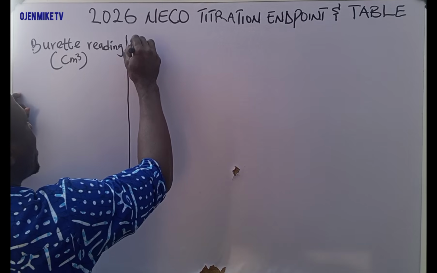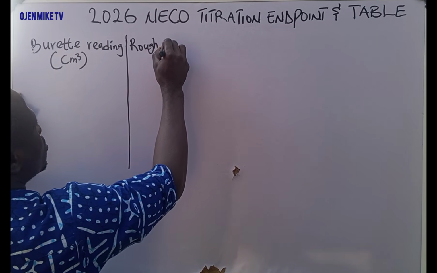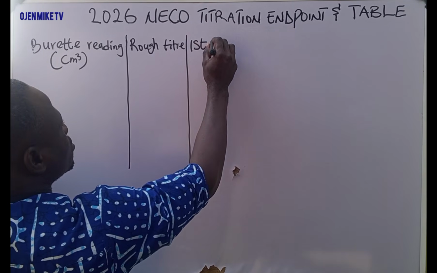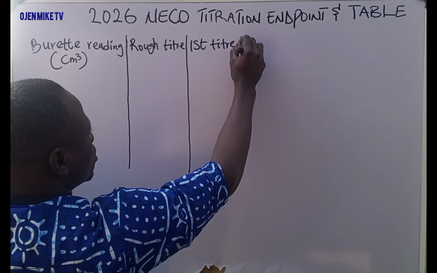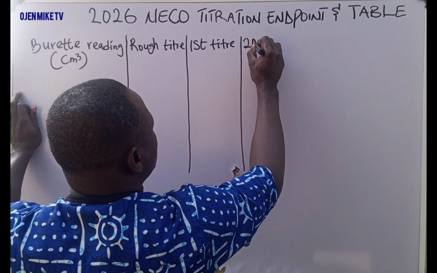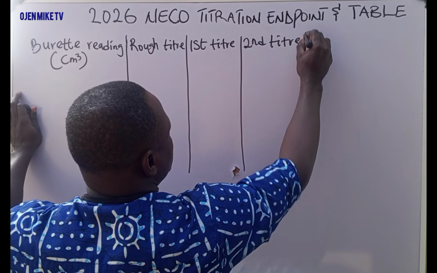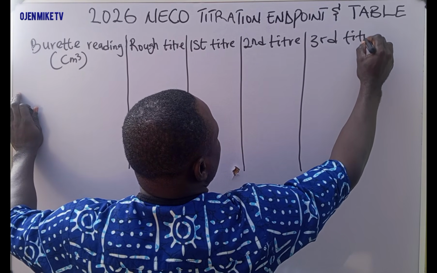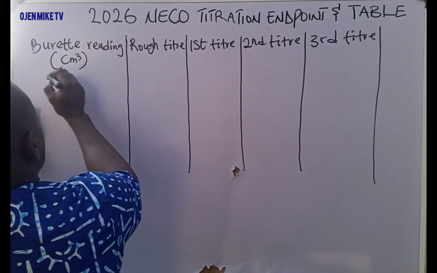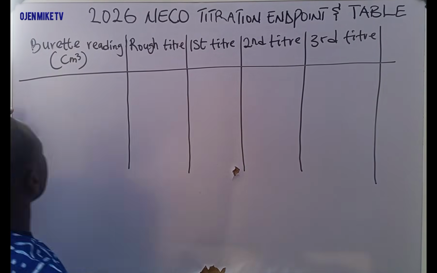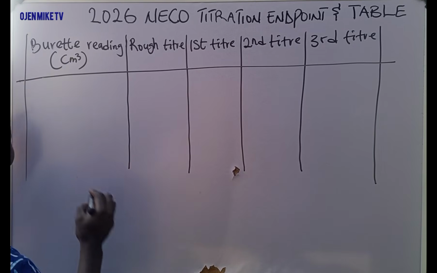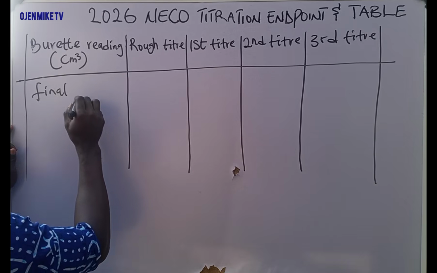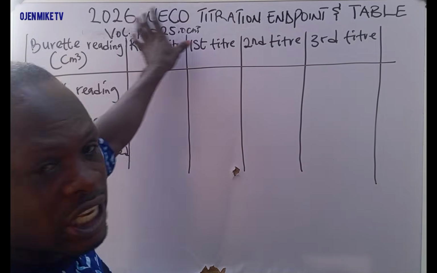You have your rough titer. You have your first titer. You have your second titer. You have your third titer. All of them are in what? In cm³. Now here you have your what? You have your final reading. Indicate the volume of pipette at the top of your table.